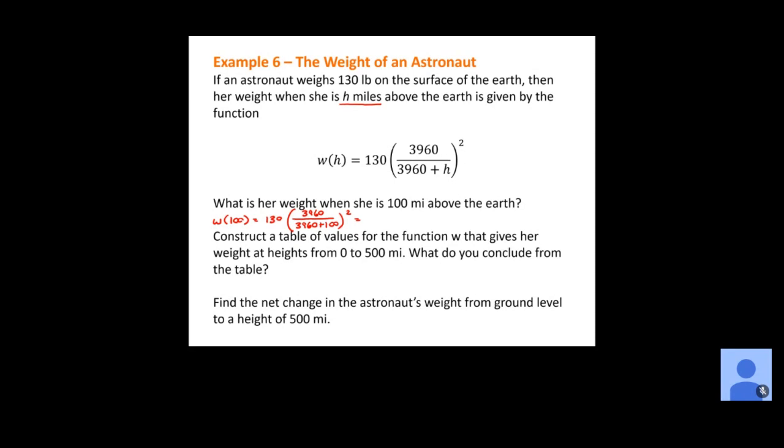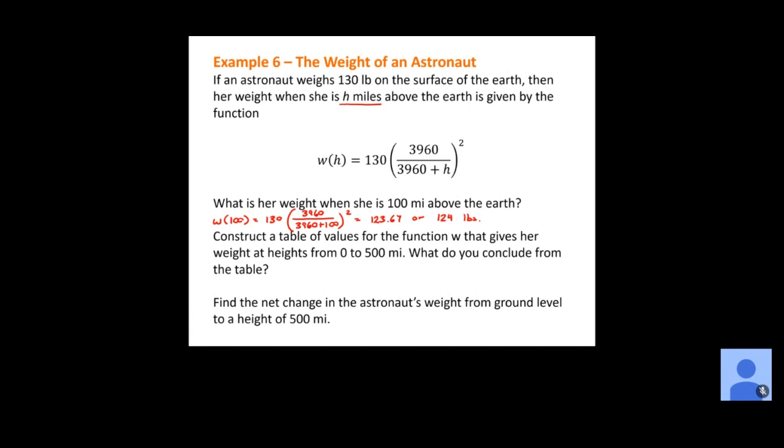Now, if we do all of that, that should give us 123.67. Or if you just want to round it to the nearest pound, that would be about 124 pounds. Now, if we wanted to construct a table of values for that function that goes from 0 to 500, then you would just make a table. You would set your h values at 0, 100, 200, 300, 400, 500, substitute those in, and then actually find what those weights are.